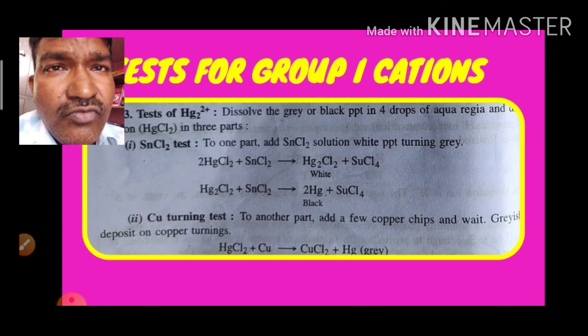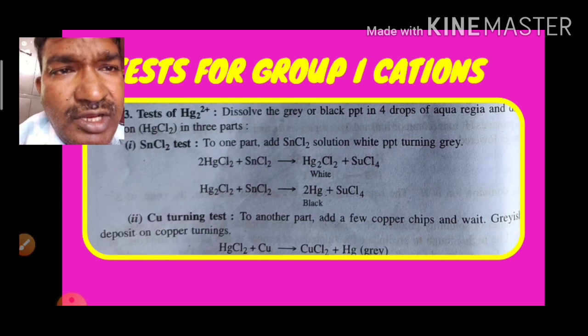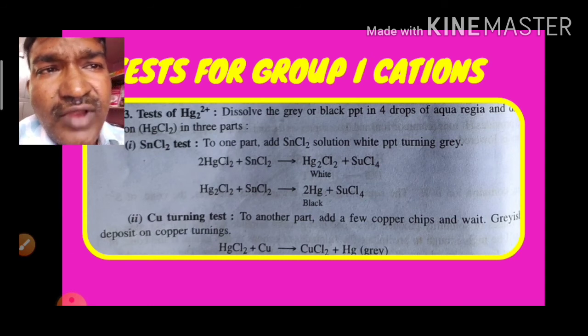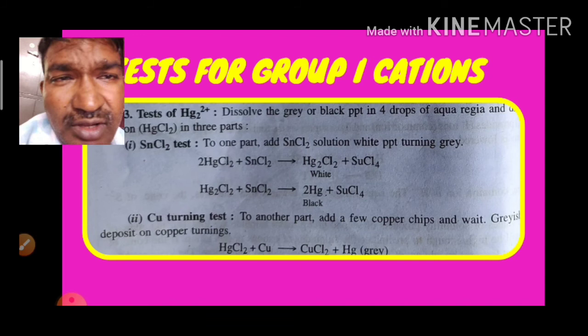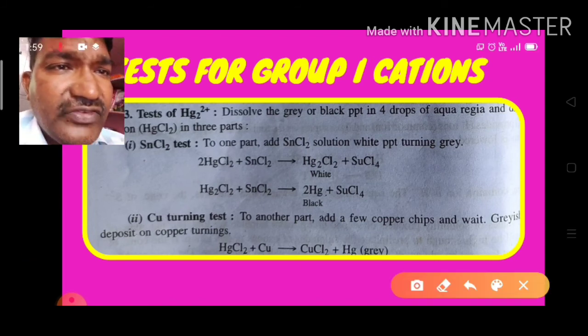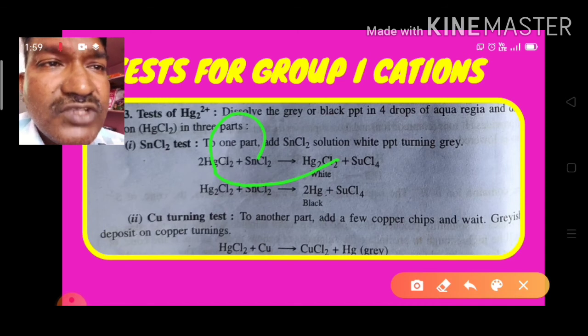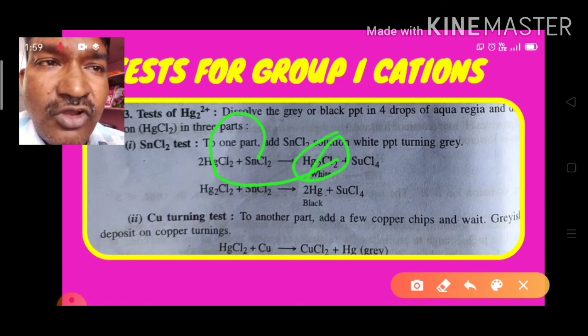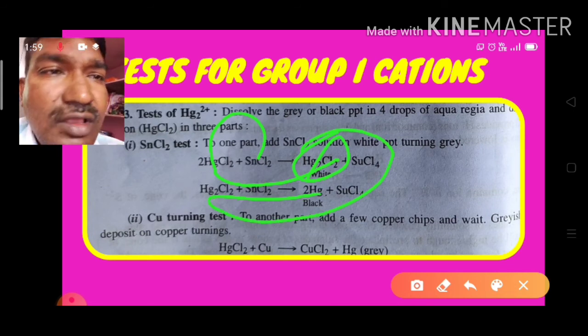So we have to take the clear solution formed due to the addition of aqua regia, and divide it into 2 parts. To one part we add stannous chloride, and we know very well that stannous chloride is a good reducing agent. In the beginning it reduces mercuric chloride to mercurous chloride. Mercurous chloride is a white precipitate, that we know very well.